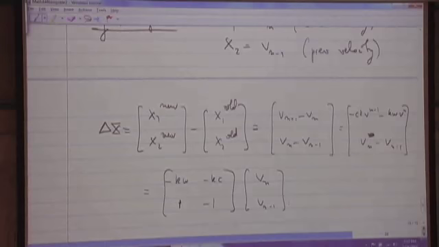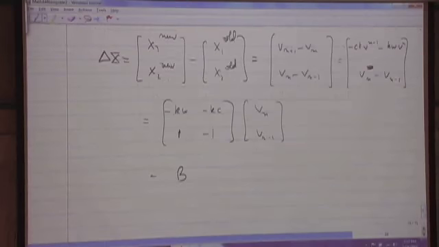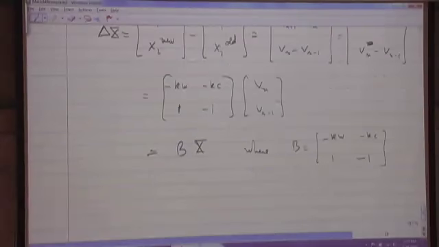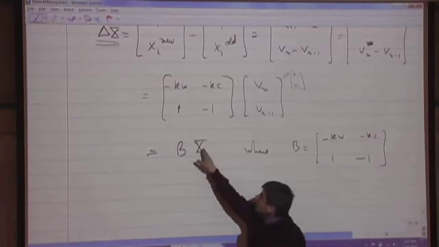So this is exactly B times x, where this is x. So B is this matrix: minus Kw, minus Kc, 1, minus 1. Because this is just x1 and x2. So take a look: you have delta x is a linear function of x. I mean linear in the sense that it's a matrix multiplication by x.